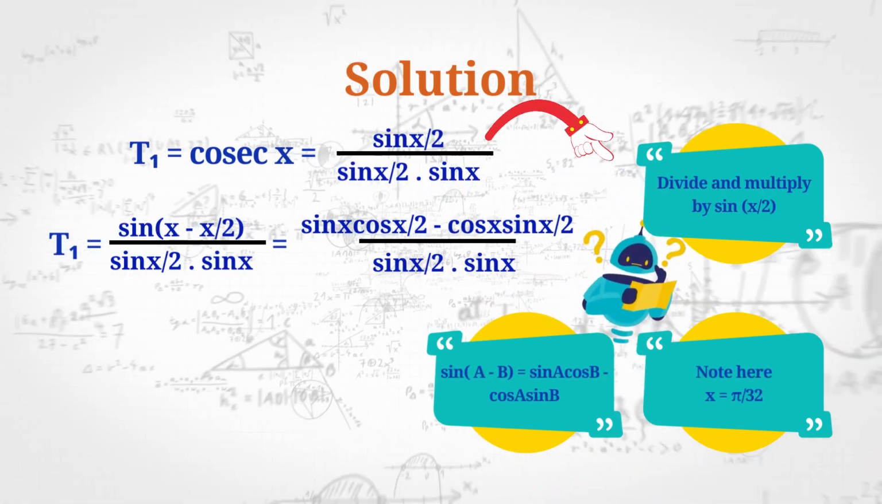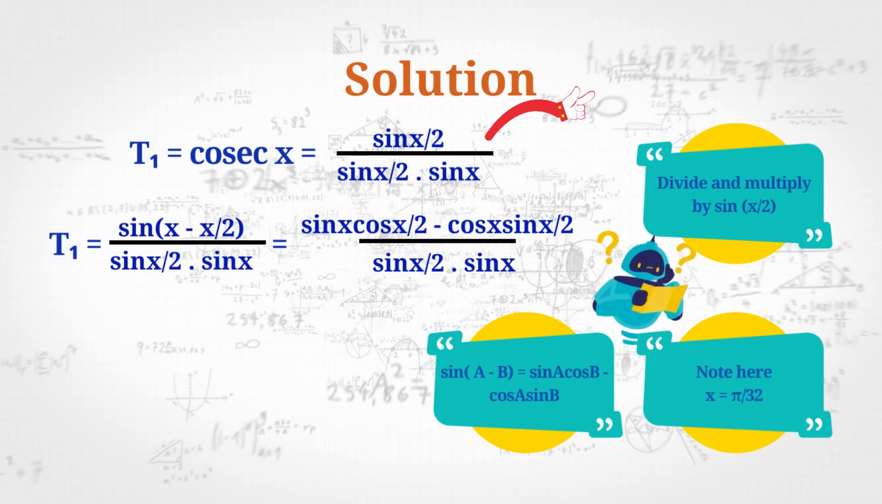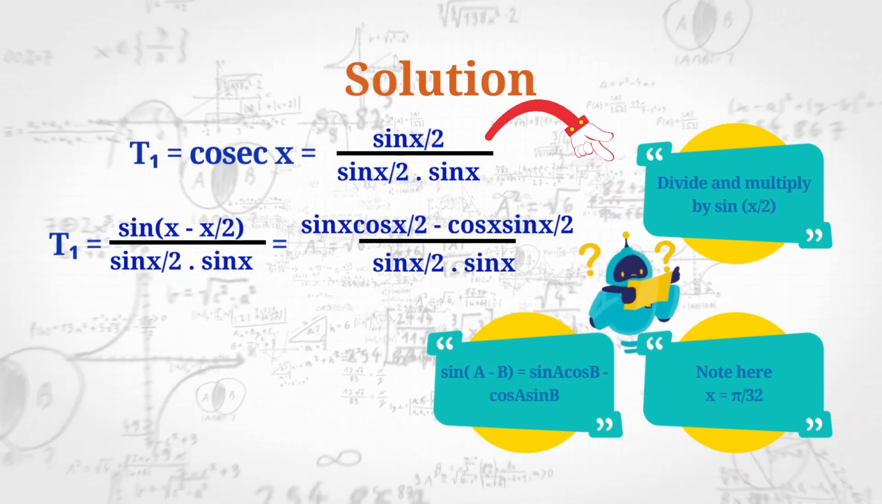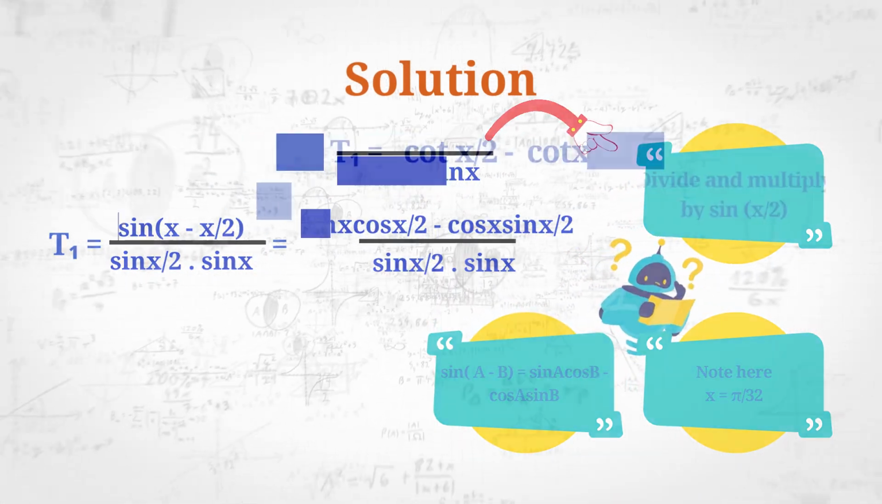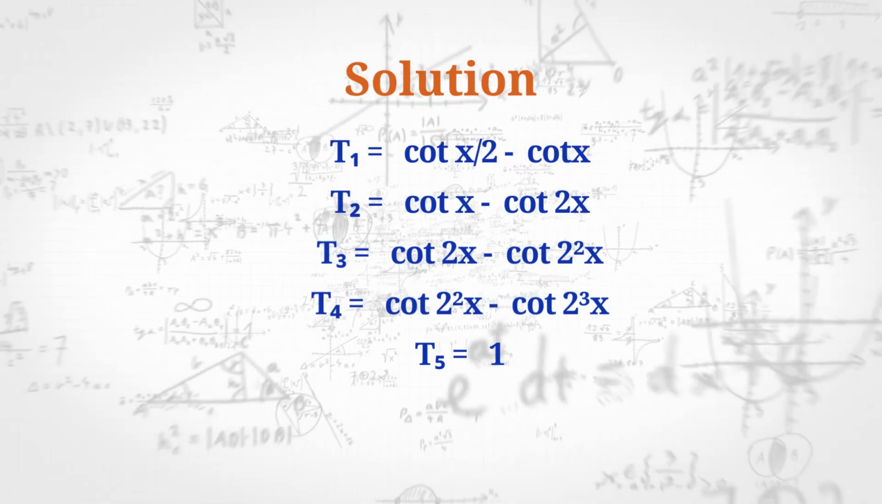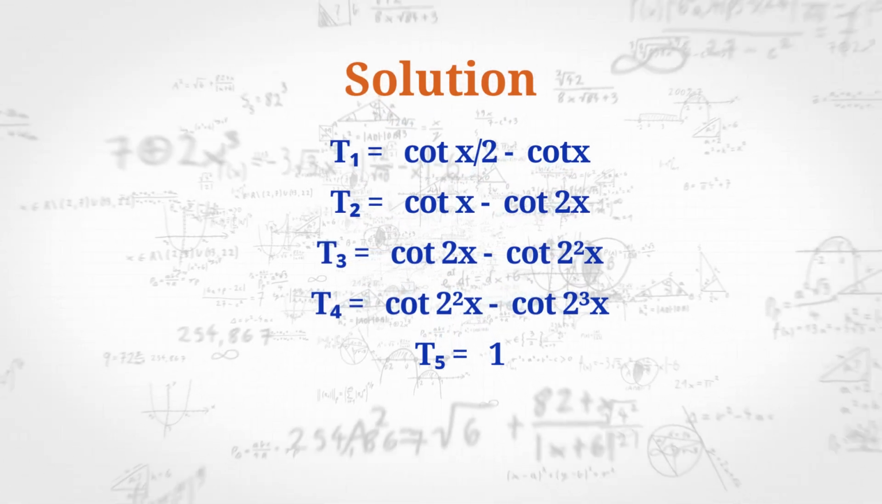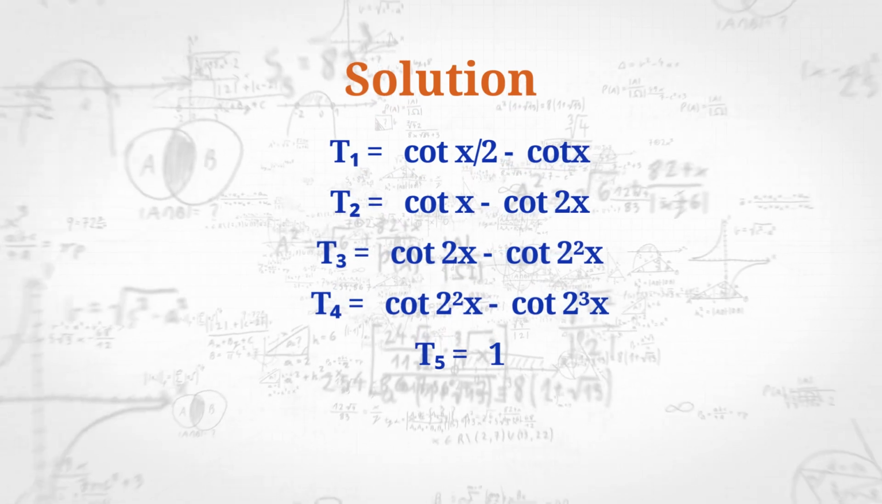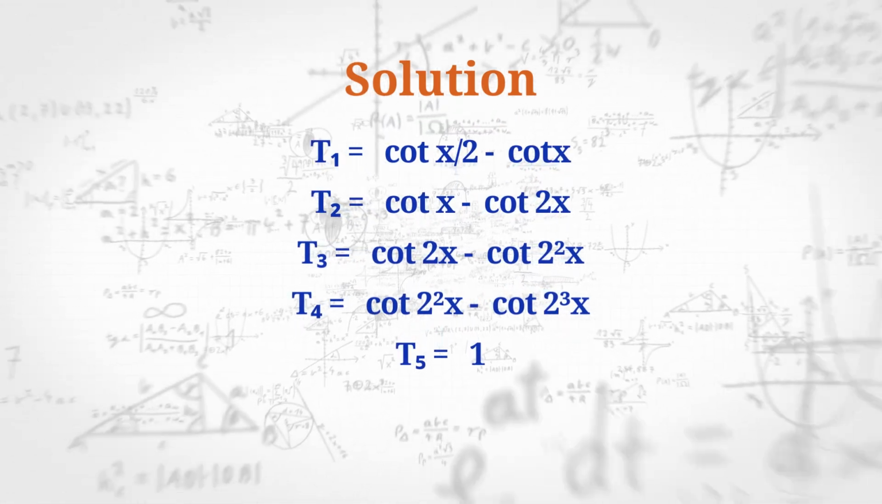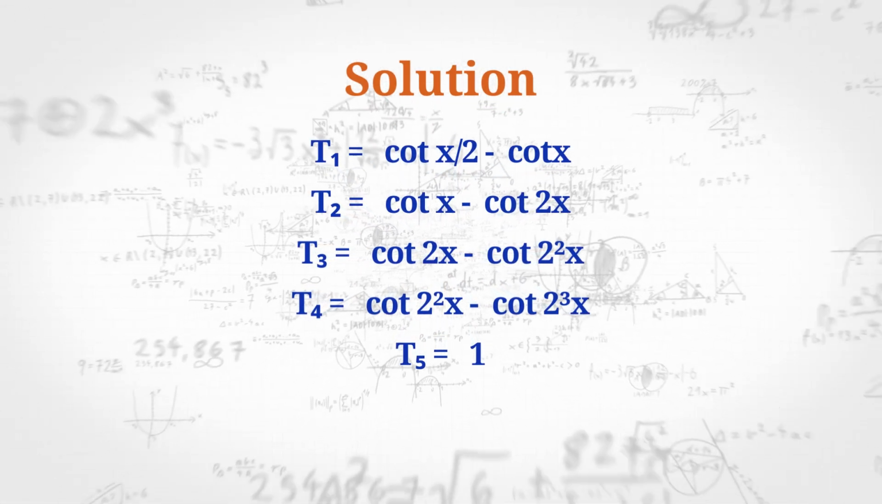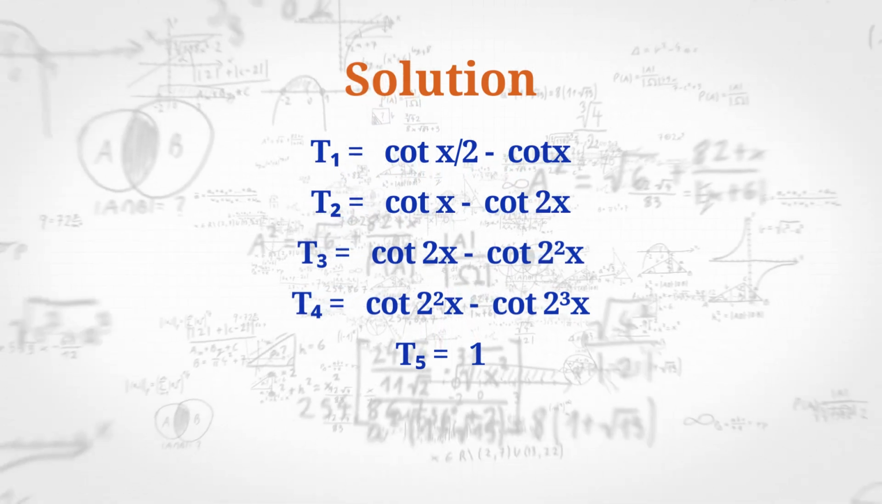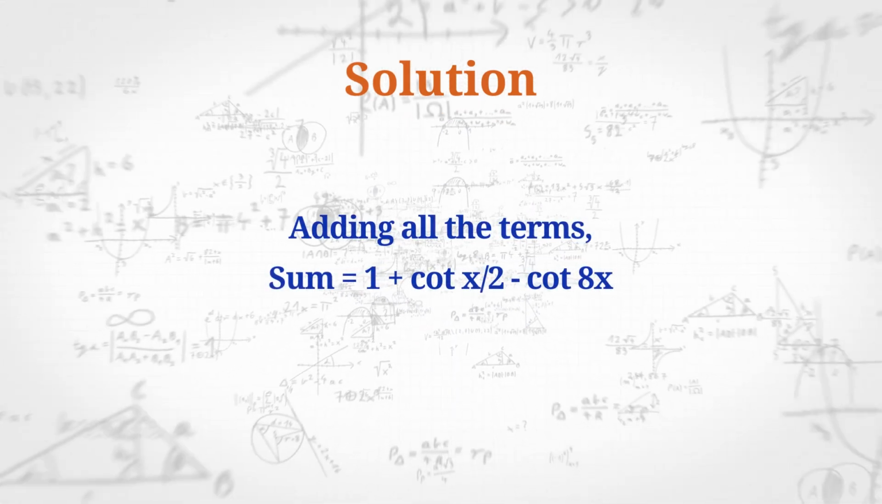Now by applying the sine a minus b formula in the numerator and simplifying, we will get term 1 equals cot x by 2 minus cot x. And in a similar manner, we can get t2, t3 and t4. But t5 is equal to 1. Why? Because t5 was equal to cosec pi over 2, and cosec pi over 2 is 1.